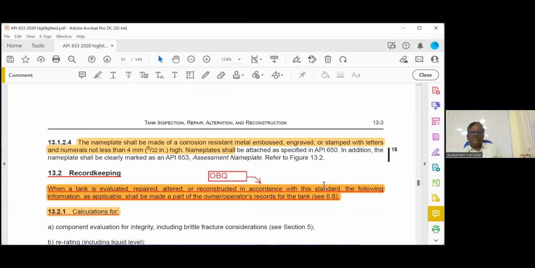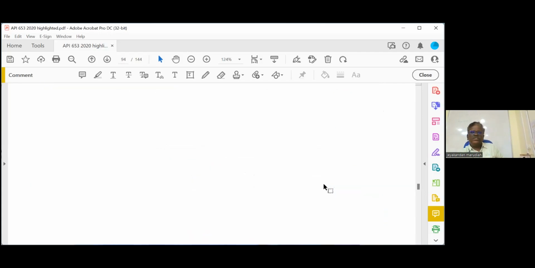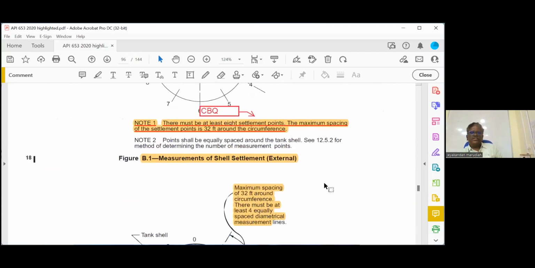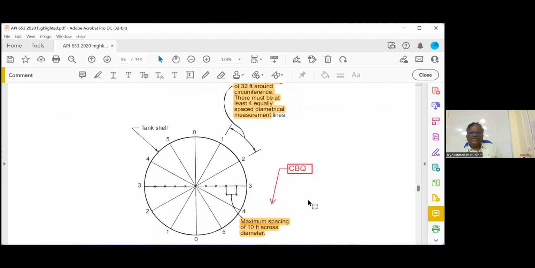Yes, it is D by 10, but we have to use every 10 feet. You see the sketch, annexure B sketch. You can see it here. Every 10 feet you have to take a reading, with a maximum spacing of 10 feet across the diameter.